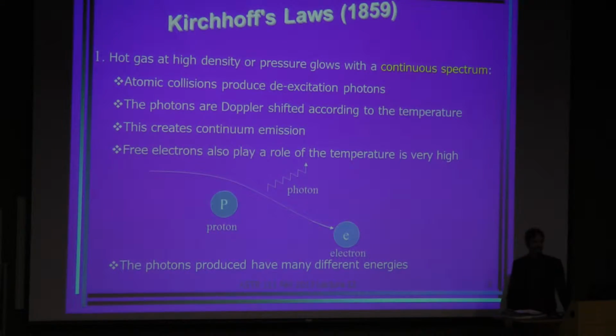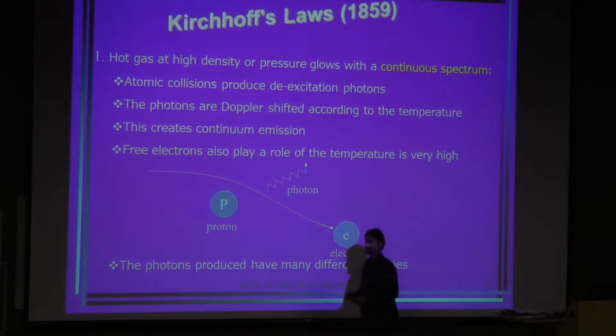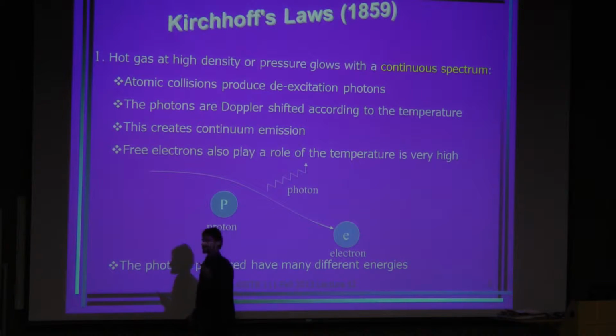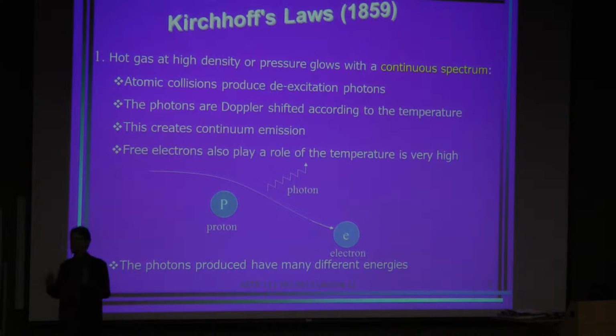Right, so I'm just going to go over Kirchhoff's laws again because we did that at the end of the last lecture. We have hot gas at a high density or pressure. It's going to glow with a continuous spectrum. So you see, hot gas can do two different things depending on whether it's dense and high pressure or not. If it isn't high pressure, then what you're going to find is a continuous spectrum because you have free particles involved and you don't have discrete energy levels. Without the discrete energy levels in an atom, you don't get those lines. Instead, you get a continuous spectrum.